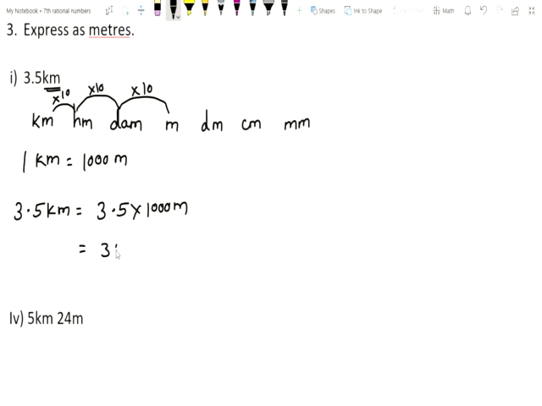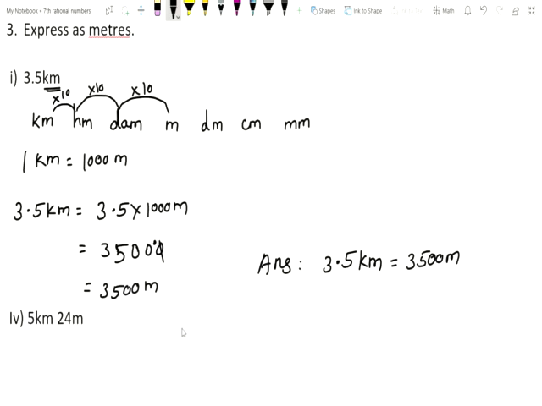Multiply this: 3500. Here one decimal is there. Just keep it here. So you cancel this. What you will get? 3500 meter. So what is the answer, children? 3.5 kilometer equal to 3500 meter. You understand, children? See the next one.